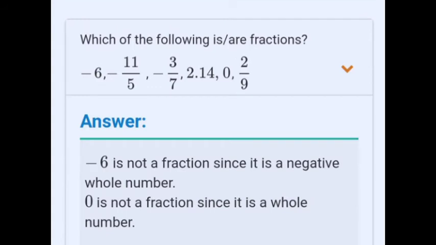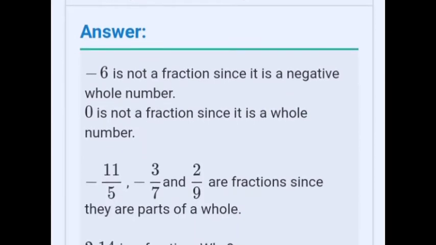Now, which of the following is or are fractions? Negative 6, negative 11 over 5, negative 3 over 7, 2.14, 0, or 2 over 9. So let's find out. Negative 6 is not a fraction since it is a negative whole number. 0 is not a fraction since it is a whole number. Negative 11 over 5, negative 3 over 7, and 2 over 9 are fractions since they are parts of a whole.